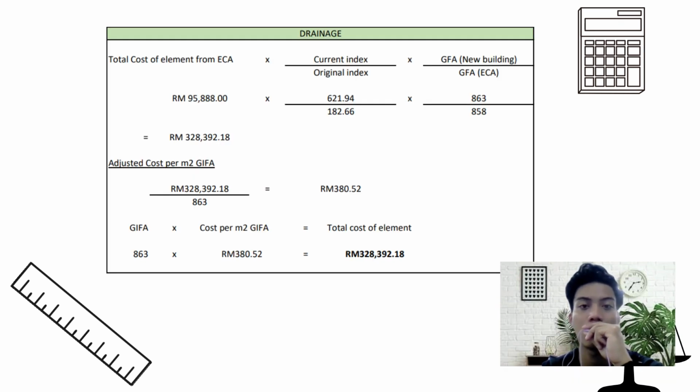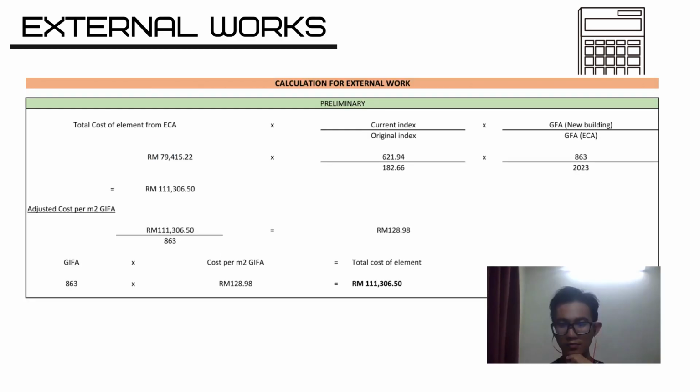For drainage, index is used to get the total cost of element, which is the total cost of element times the current index divided by original index, times GFA new building divided by existing building. As shown in the slide, the total cost of element is 328,392 ringgit and 80 cents.